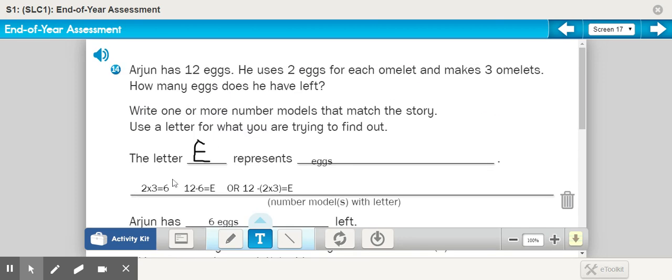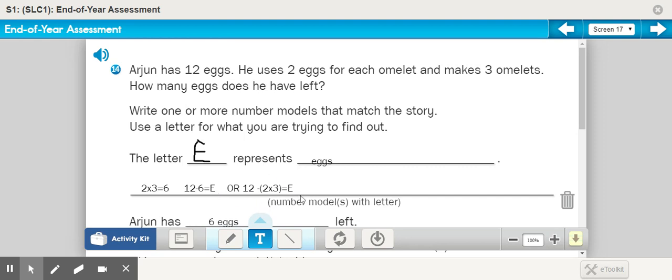And so my first equation can be 2 times 3 equals 6, because I'm saying there are 2 eggs used for the 3 omelets, so a total of 6 eggs are being used. Well, Arjun has 12 eggs total, so then my next equation could be 12 minus those 6 eggs used in the 3 omelets equals E. And again, E is representing the eggs that he has left.